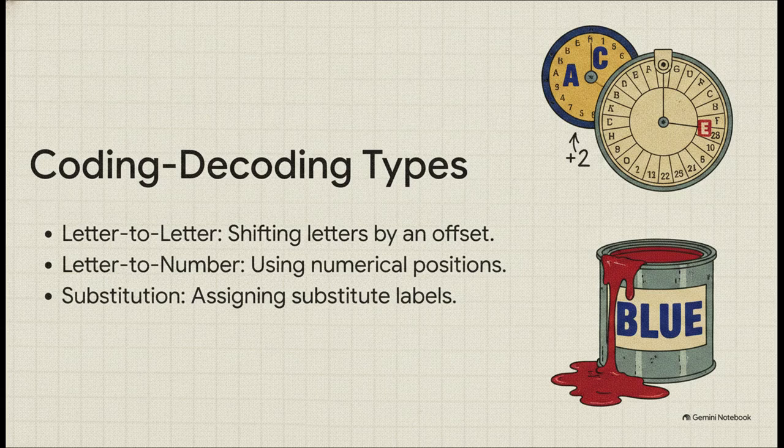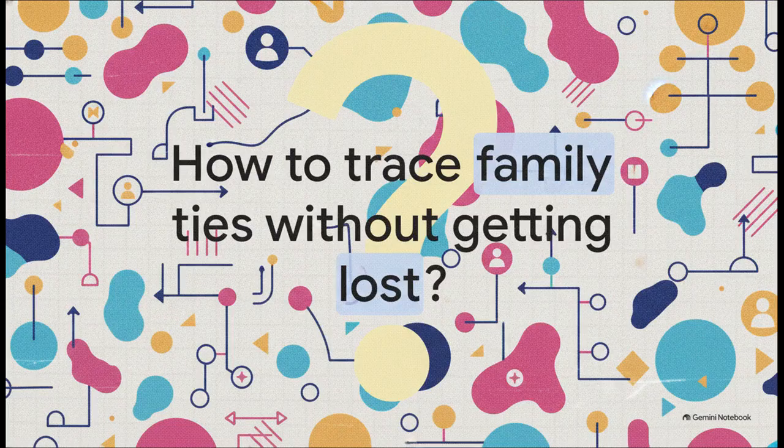Or third, substitution coding, where they swap labels entirely, trying to totally confuse you with absurd statements like, if red is called blue and blue is called green. When you see that, don't get distracted. Just blindly follow their defined rules. This actually brings us to a super common trap.